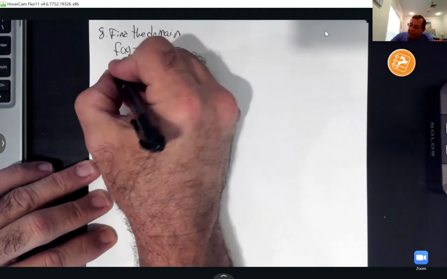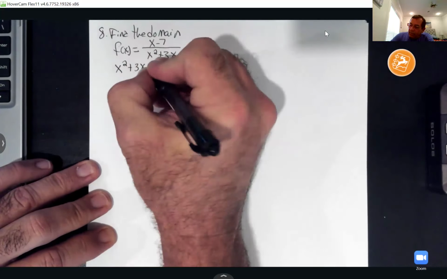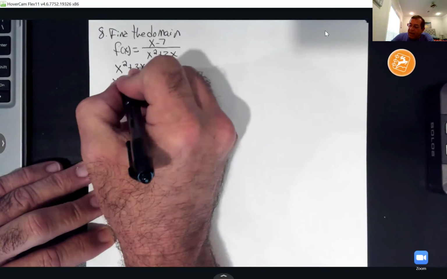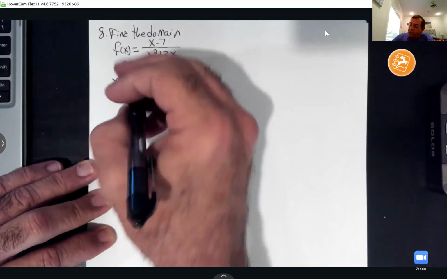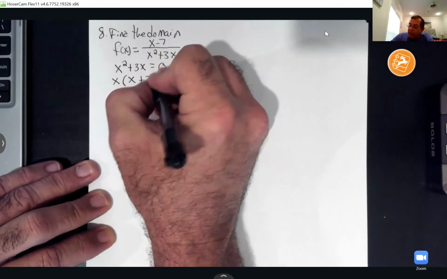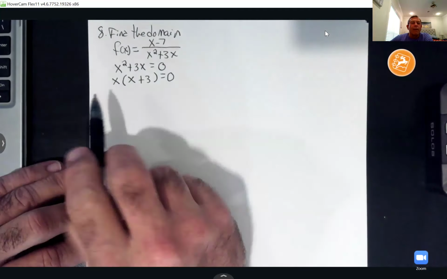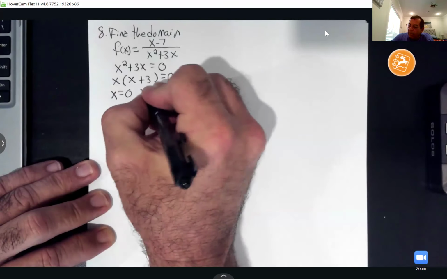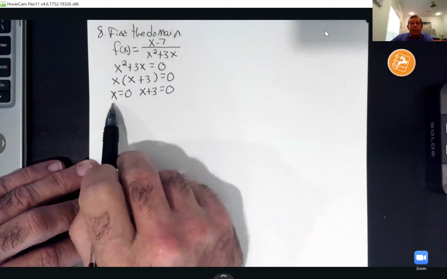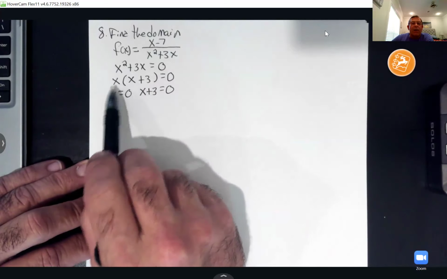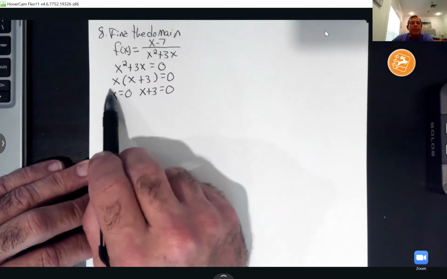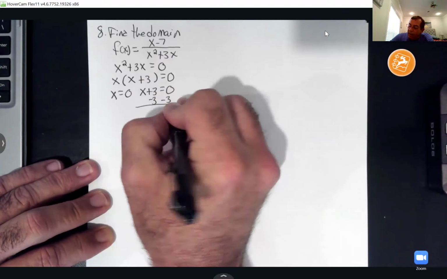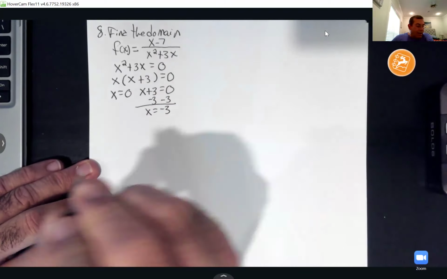You're going to take the bottom, set it equal to 0. So on this one, since both of these have an x, you're going to factor out the x, and that'll leave an x plus 3 in parentheses, all equal to 0. And then set both these factors equal to 0. So y'all look, anytime you factor out an x like a greatest common factor, it always gave us the answer of 0, okay? Now this one, I'm going to subtract 3, and I get x equals negative 3.